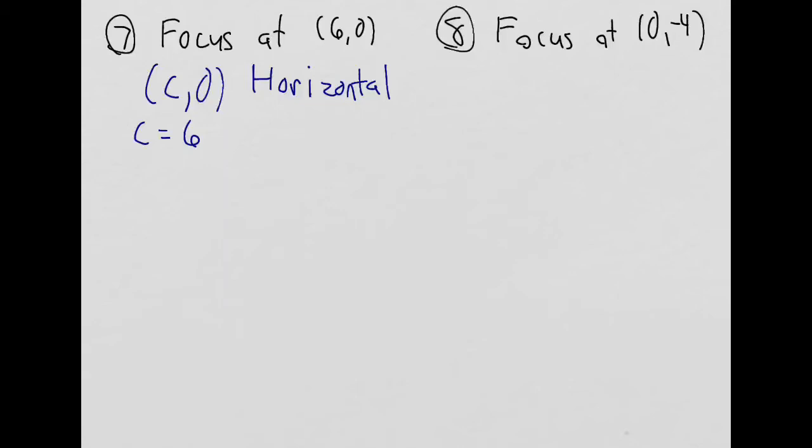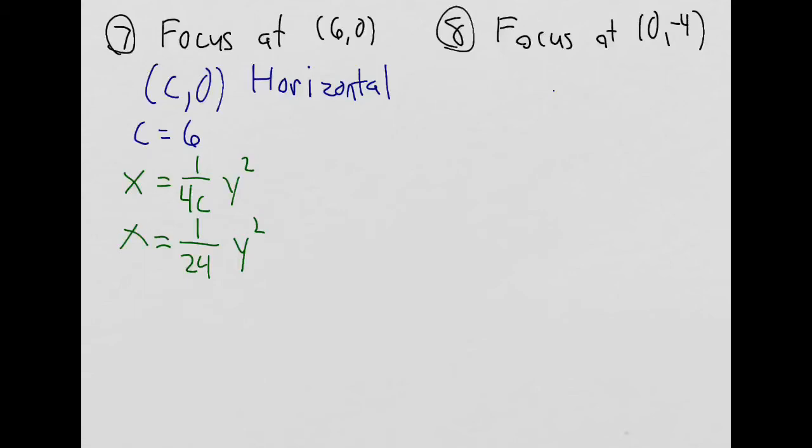So, let's see here. Again, remember the equation for horizontal parabolas: x is equal to 1 over 4c y squared. All you have to do is plug in the c. It's that easy. So 4 times 6 is 24. So it's 1 over 24 y squared. That easy.